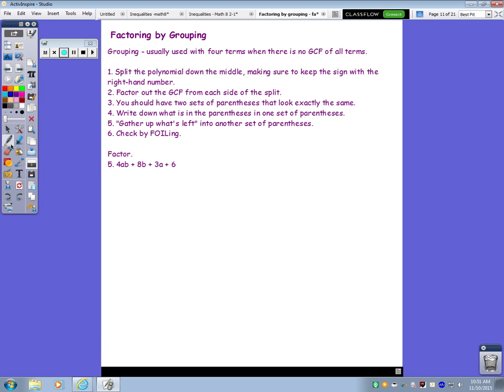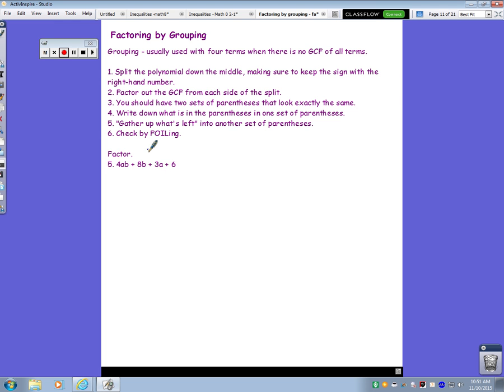Write down what's in the parentheses in one set of parentheses and gather up what's left into another set of parentheses. You always check it by FOILing. So this sounds a lot more complicated than it is. So here we have four terms in this polynomial, and we're going to split it right down here.